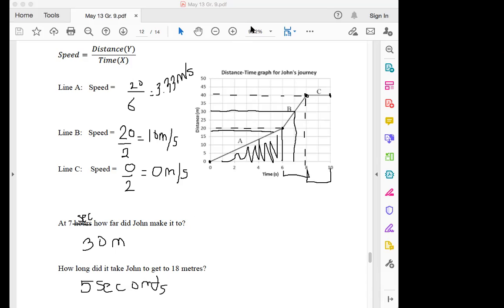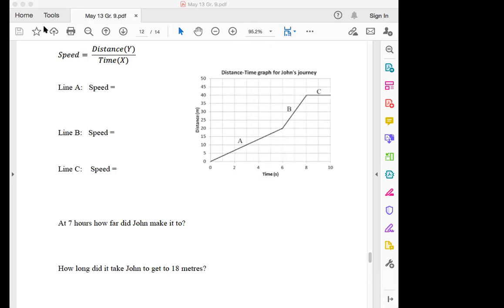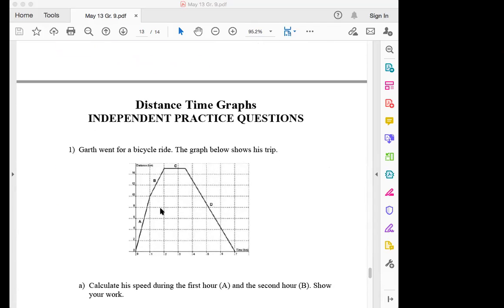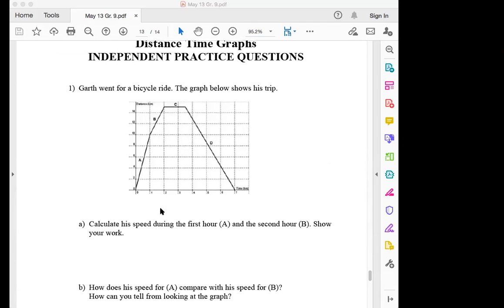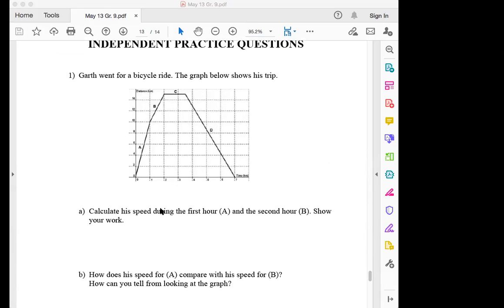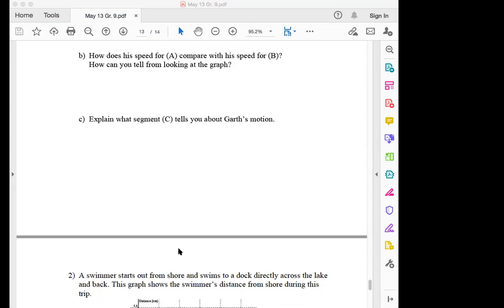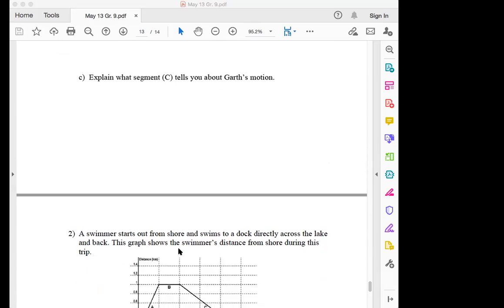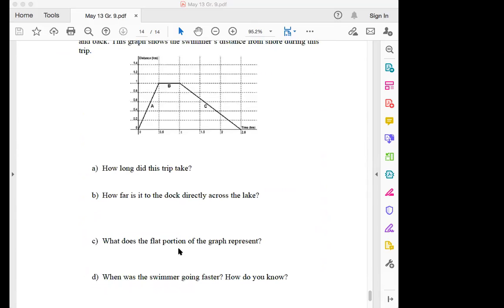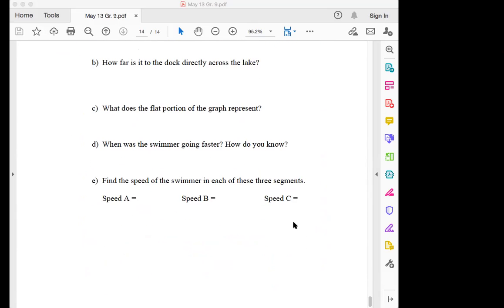So I'm going to clear this. For your independent practice questions, you're going to look at the graph and answer the questions. Remember that speed equals distance over time, so you're going to need to do that as well. Good luck, and I will talk to you guys this afternoon.